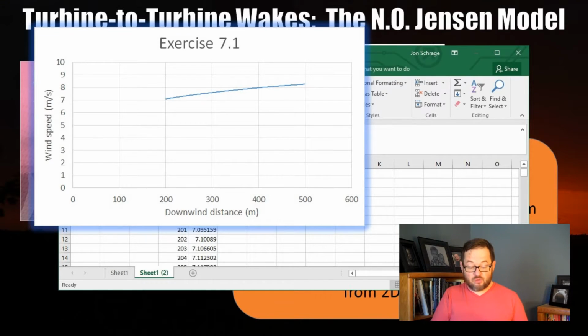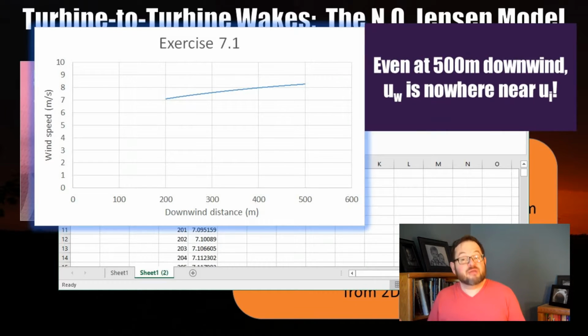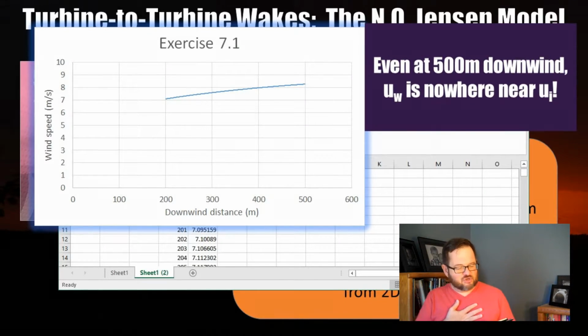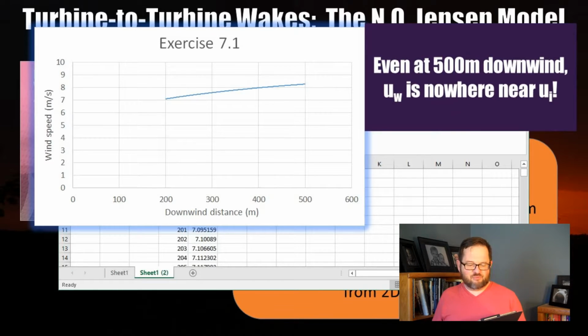Now remember, UI, our wind speed, that was the environmental wind speed, the initial wind speed of air parcels that did not go through the turbine, was only 10 meters per second. So at 200 meters downwind from the turbine, we had a wind speed right around 7 meters per second. And then 500 meters downwind, we had a wind speed of about 8.1 or something like that. Even 500 meters downwind, 5 rotor diameters downwind, our wind speed UW inside the wake is nowhere near our initial wind speed of 10 meters per second.